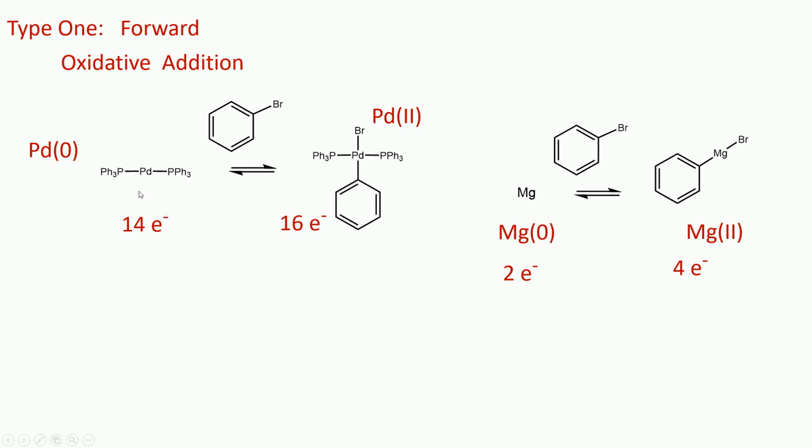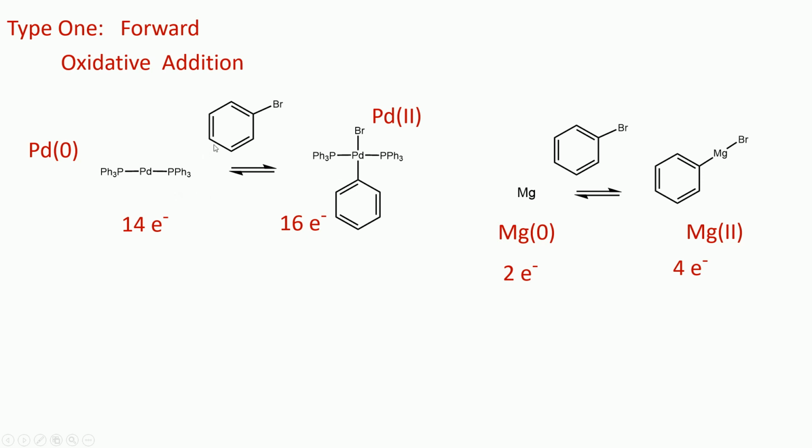Well, oxidative addition works in transition metals very much as well, and in fact it's much more common for transition metals. Here we have a palladium compound, 14 electrons, palladium 0, 2 ligands. We add phenyl bromide to it, very similar to forming the Grignard reagent. We get a palladium bromide, a palladium with phenyl. Palladium has been oxidized to palladium 2. Total electron count has gone up by 2 electrons.